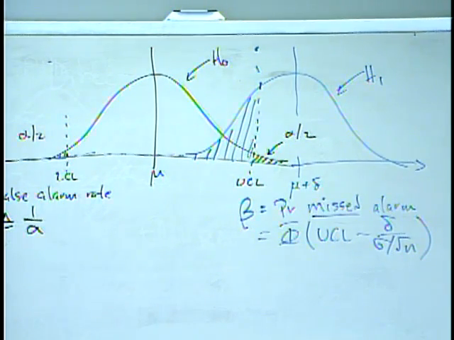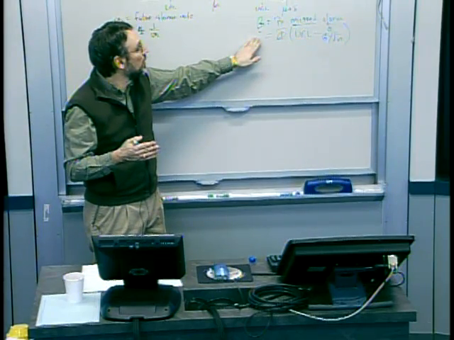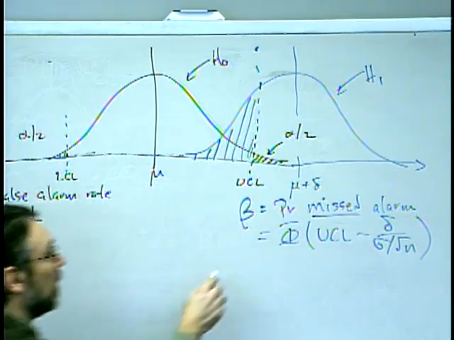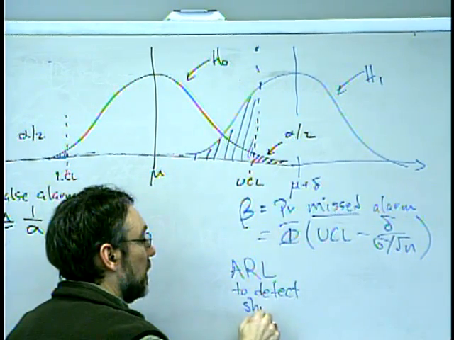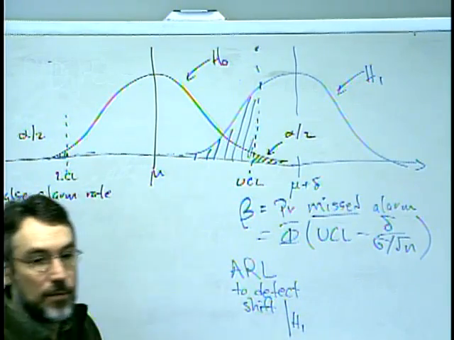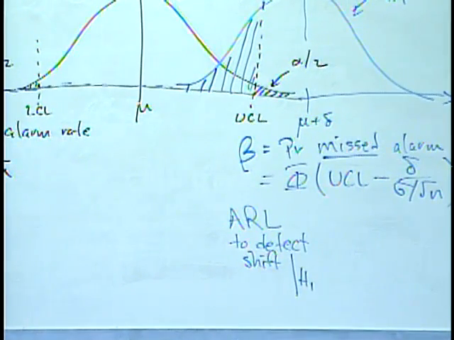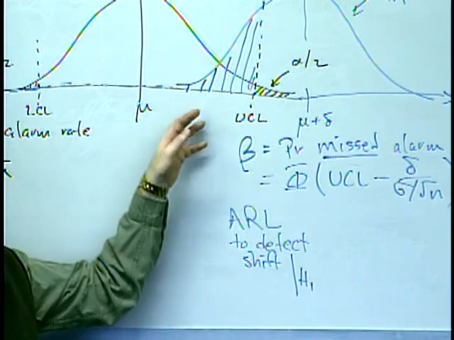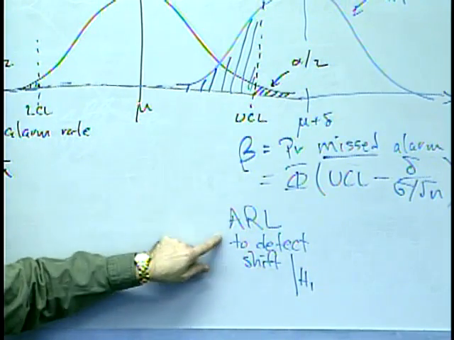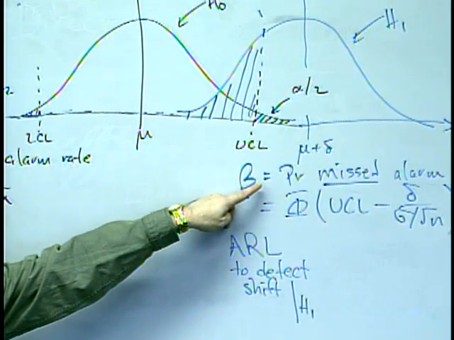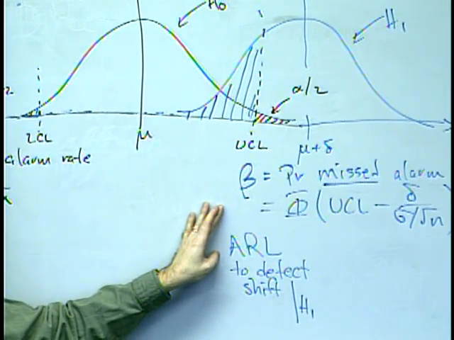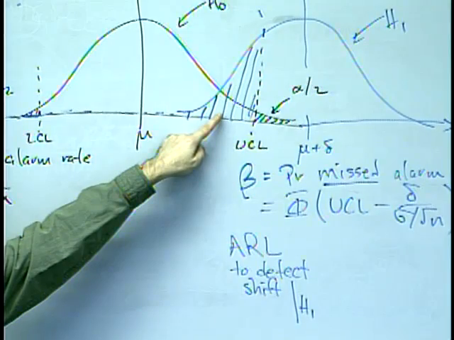Okay, great. There is also another definition of average run length associated with this. And the question you would pose here is, what is the average run length to detect shift when it actually occurred? It's a little tricky here because there's actually two steps. You can imagine this would be the probability of not missing an alarm, and then inverting it just like we did here, right? So this little tail here is the probability of missing alarm.